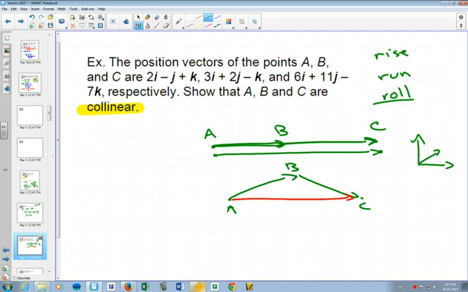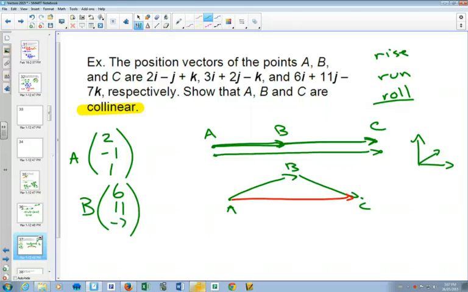I think it would be nice if we wrote these as column vectors. So 2, -1, and 1 for A. For B, we're going to have 6, 11, and -7. And for C, we're going to have, oh, that was C. So 6, 11, and -7. And for B, we're going to have 3, 2, and -1.